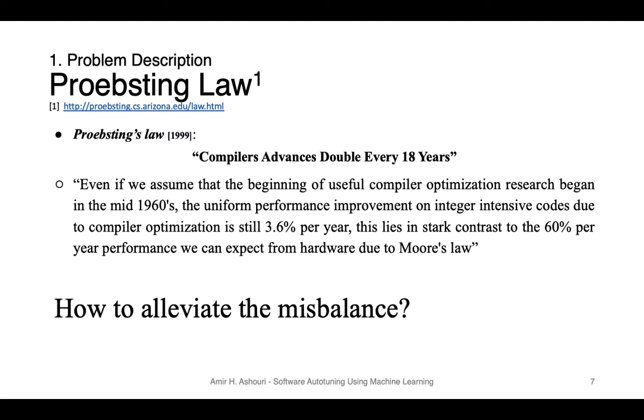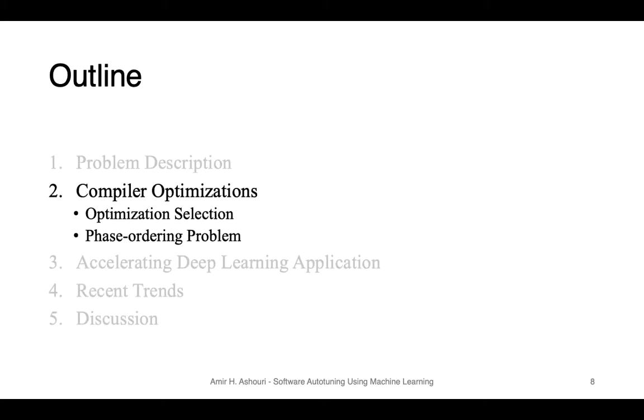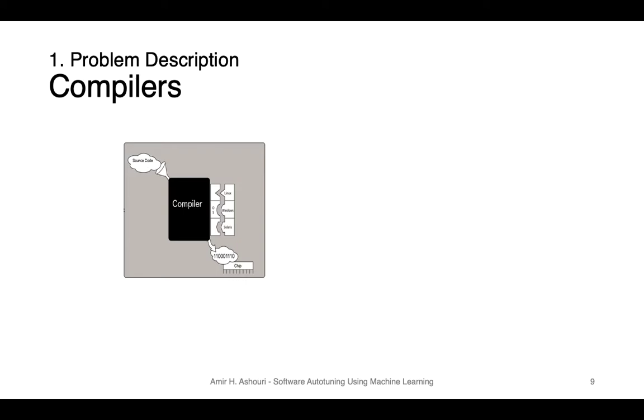How are we going to alleviate this misbalance? And the bulk of the talk would address this lagging component. This will lead us to optimizing compilers and the problems involved with optimizing compilers. So, as you know, if you take a look at the compiler as a black box, it's going to receive the source code and convert it in a way that the chip or the hardware understands, the binary code that it emits.